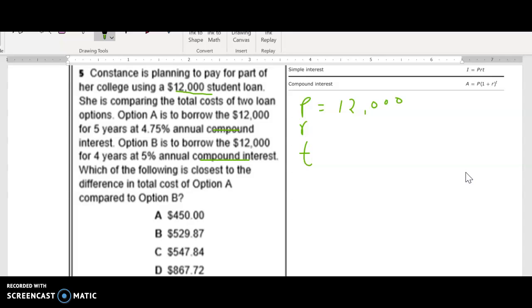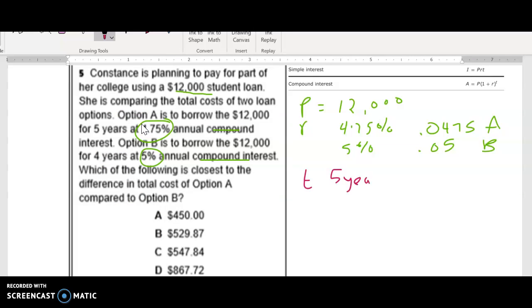The rate, okay, for option A is 4.75%, which I have to change to something I can work with, so it's 0.0475 for A, and then for B it is 5%, which is 0.05 for B. Then I'm going to erase this for time, and time for A is 5 years, and time for option B is 4 years.